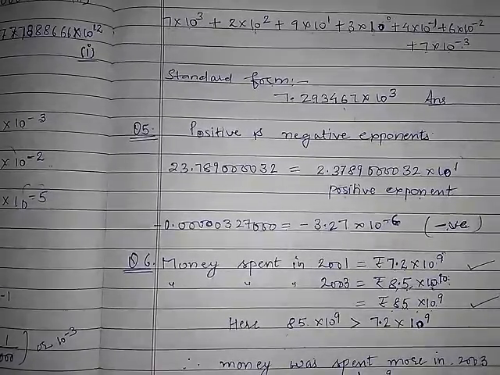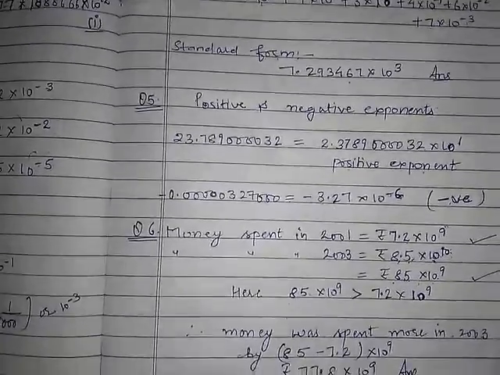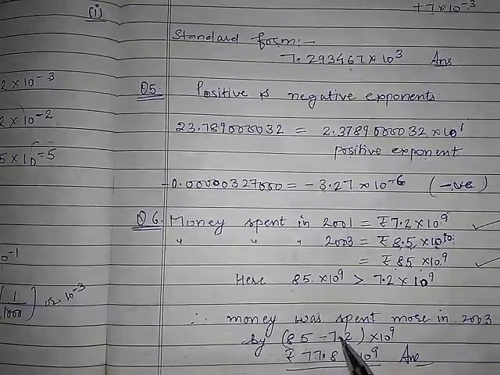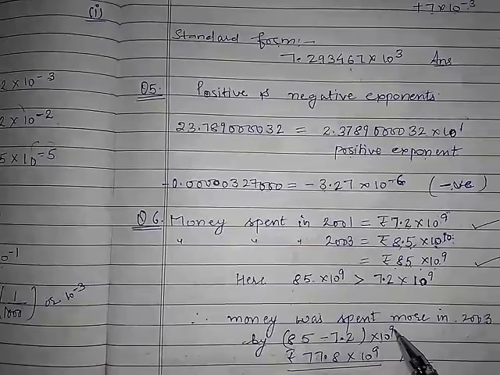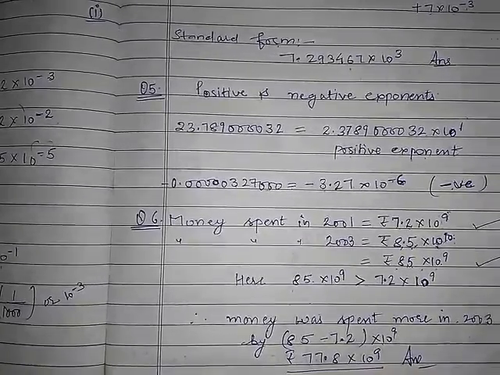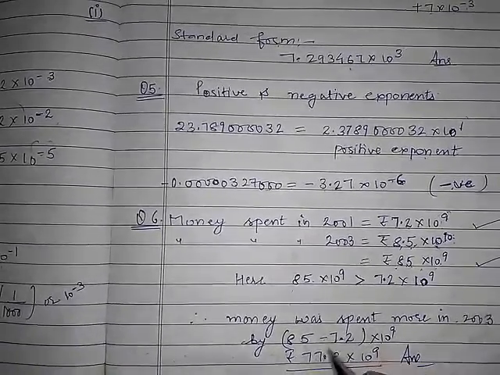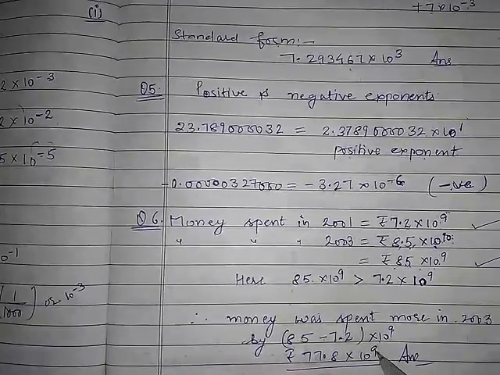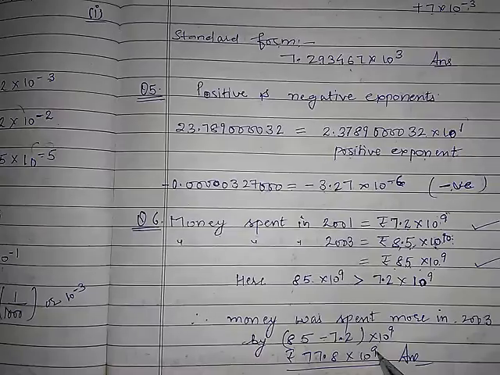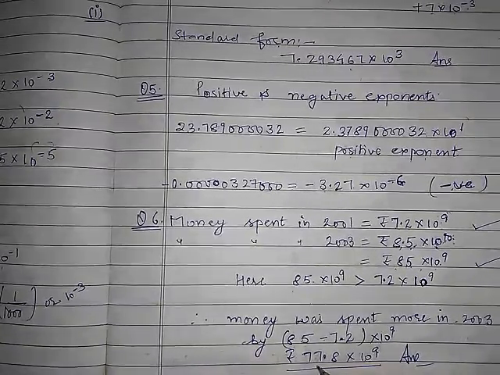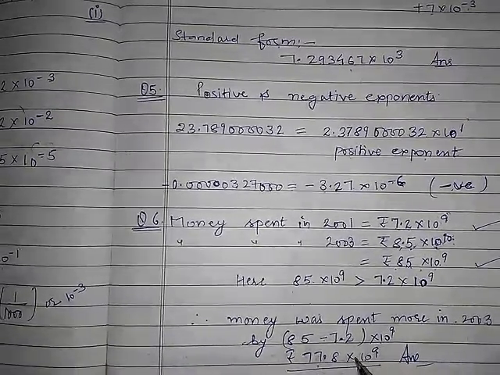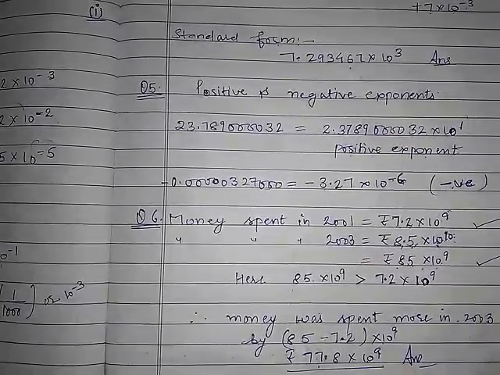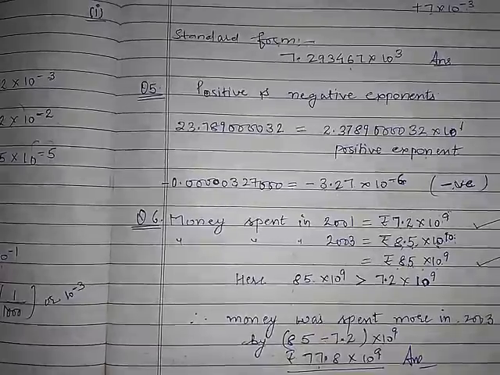Then they are asking by how much. For that, you have to subtract them. 85 minus 7.2, multiplied by 10 raised to the power 9, I have taken common. So subtract them, you will get here 77.8 into 10 raised to the power 9 rupees. So this much more amount was spent in 2003 in the housing scheme. Clear? So like this you have to solve your question number 6.